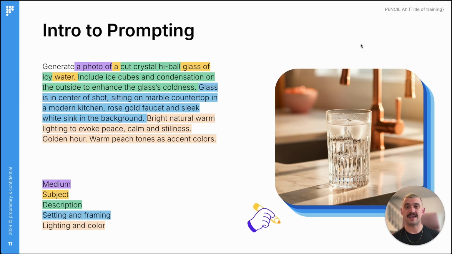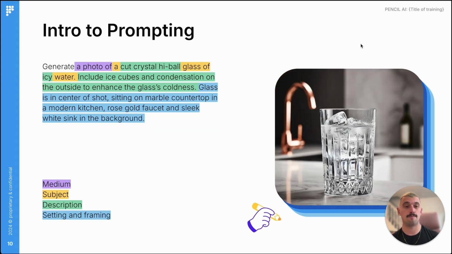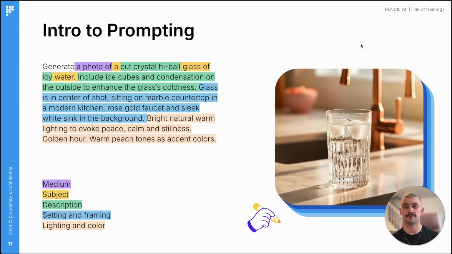And I've just added again, bright, natural, warm lighting to evoke peace, calm and stillness, golden hour, warm peach tones as accent colours. And this has made a big difference to the visual appeal of this image. It's gone from quite a cold image to, as I've asked for, a kind of warm, calm image. There are still issues in the background. The faucet sitting in the sink doesn't ring true. But we've got one last trick up our sleeves.